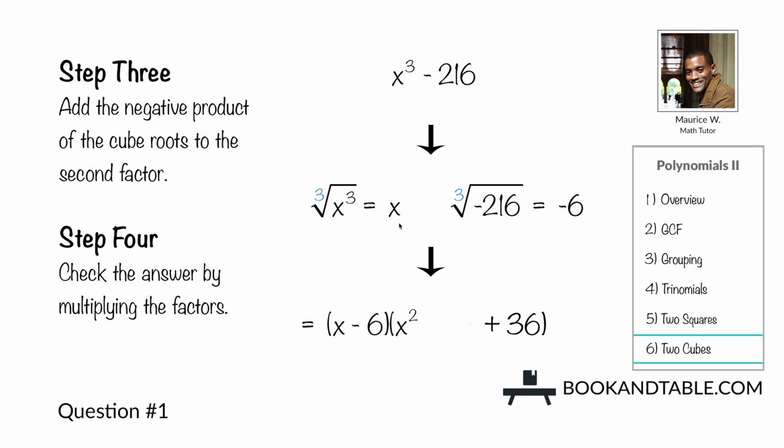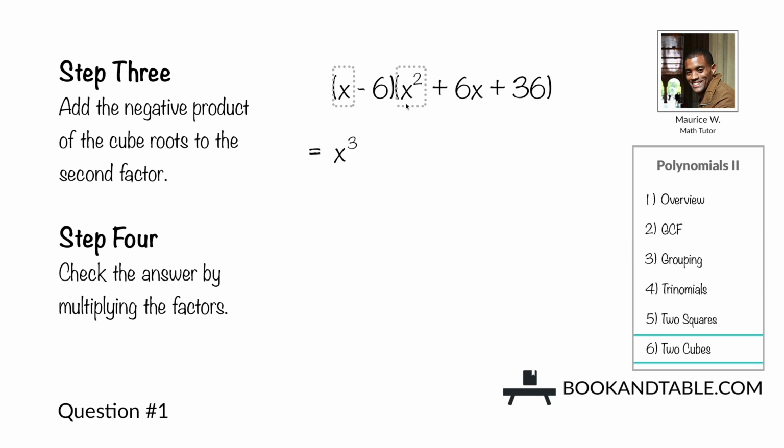Well, if we multiply the cube roots, we get x times negative 6, which would be negative 6x. So the negative product would be positive 6x. So when we factor x cubed minus 216, we wind up with x minus 6 times x squared plus 6x plus 36. And now to confirm that we found the correct factors of x cubed minus 216, we'll multiply these factors, and we need to get x cubed minus 216 as the resulting polynomial.